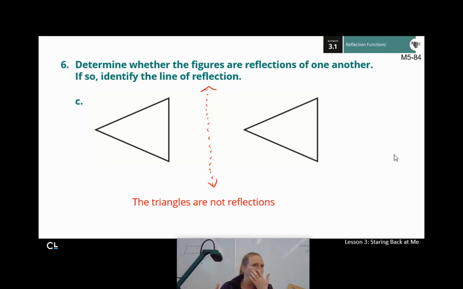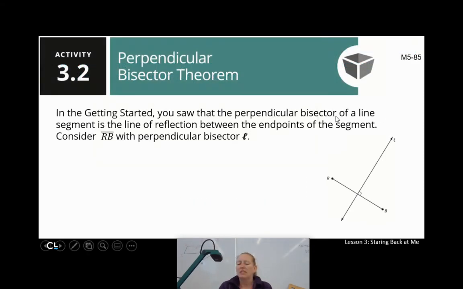So now that we've got these reflections back in our head, I know I should be able to fold it and they should map right on top of each other. Let's keep going. Page 85.